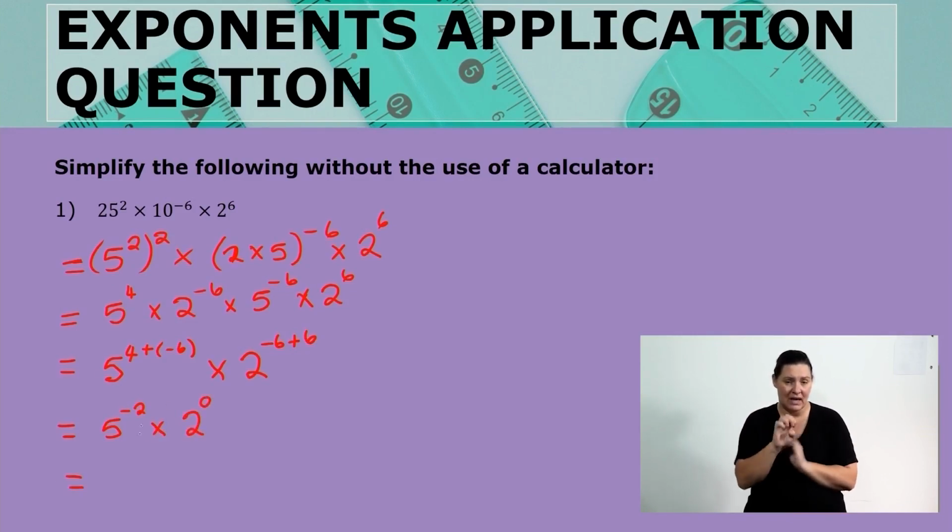And when we have a negative exponent, we can make it a fraction. So that is 1 divided by 25. And any number to the exponent 0 is 1. So our answer there is 1 divided by 25. Did you also get 1 divided by 25? Well done if you did.